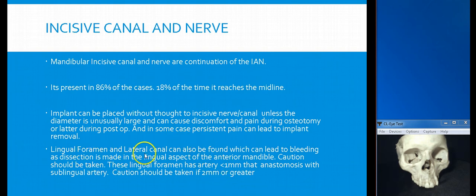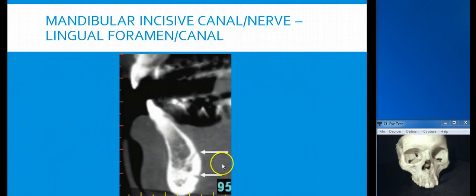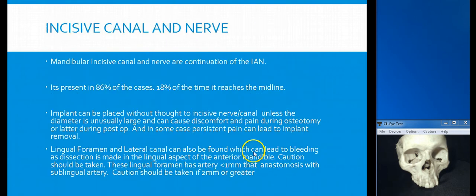The lingual foramen and the lateral canal can also be found, which can lead to bleeding as dissection is made in the lingual aspect, as I mentioned briefly. Then you should be cautious. And like I said, if the foramen artery is less than 1 millimeter and it joins the sublingual artery up here, I would not worry about it. But if it's greater than 2 millimeters, then be cautious, and you don't want to tear it.